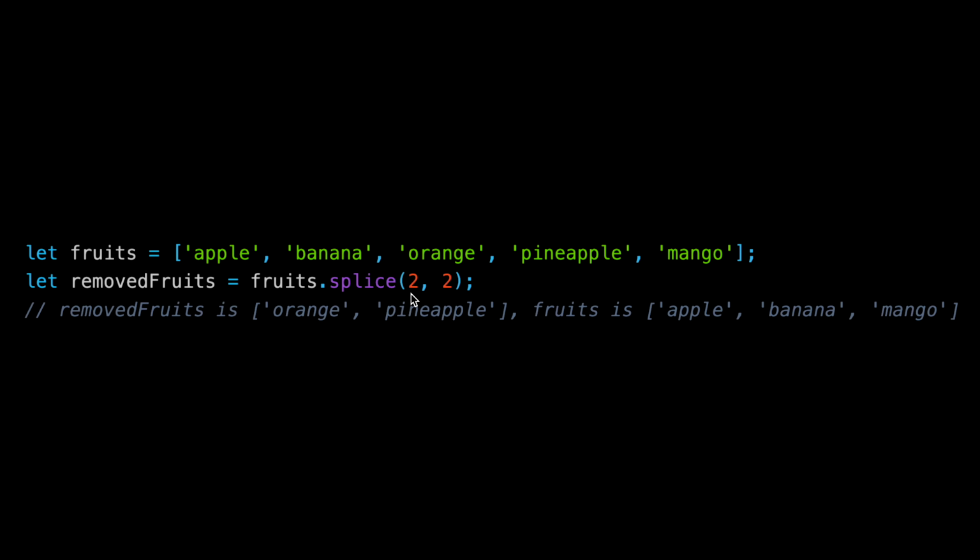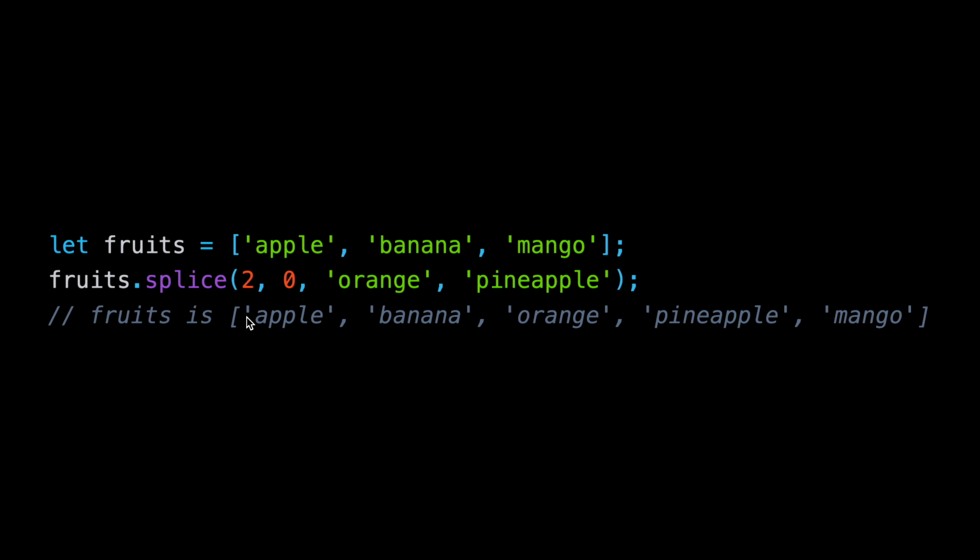Now splice 2, 2, that means we are going to remove 2 elements starting at index 2. So 0, 1, 2, we're going to remove orange and pineapple. So now the fruit is going to be apple, banana, mango, and the removedFruits, which we spliced out of the fruit, is going to just be orange, pineapple.